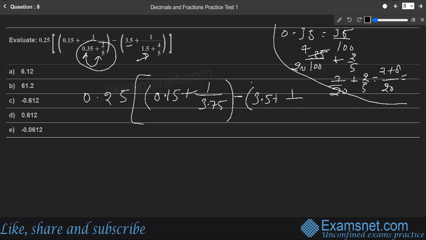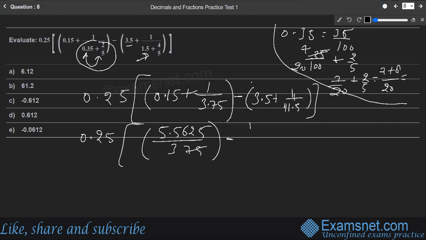The value is coming out to be 1 by 5 plus 4 by 5 is coming out to be 1 over 11.5. This is how it goes. Then we further solve it. It's going to be 0.25. Then if you solve this, this is becoming like 5.5625 over 3.75, the complete result, minus 45.25 divided by 11.5, the complete result.